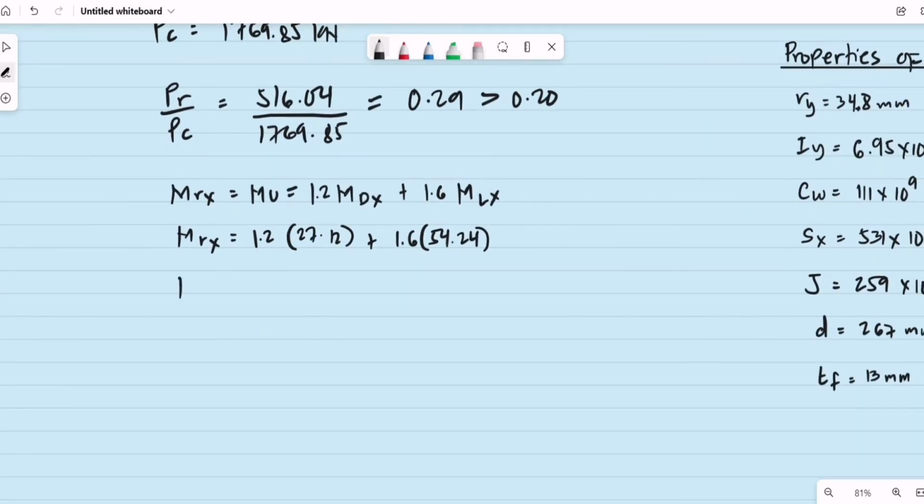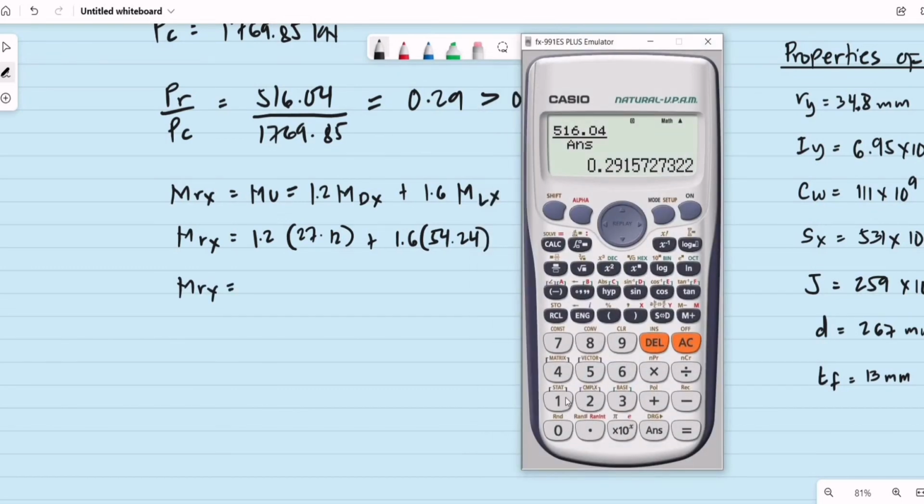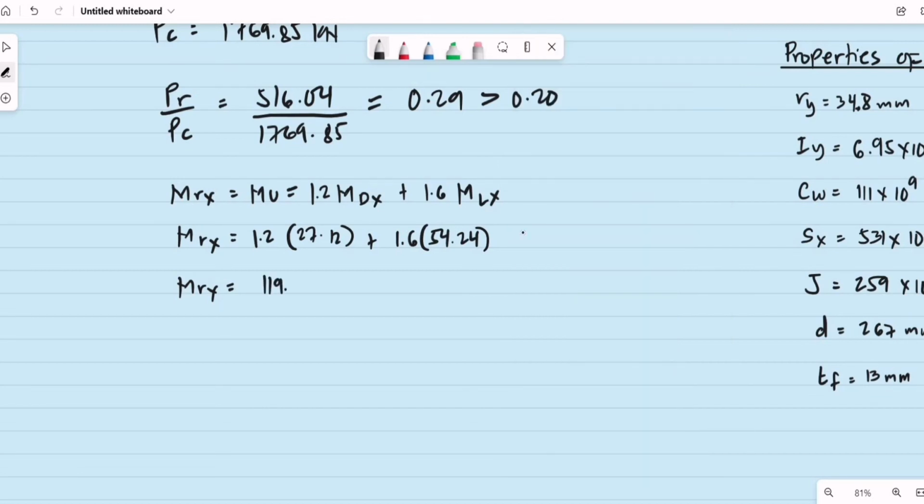So the value of M sub rx is equal to 1.2 of 27.12 plus 1.6 of 54.24. That is equal to 119.328 kilonewton meter.